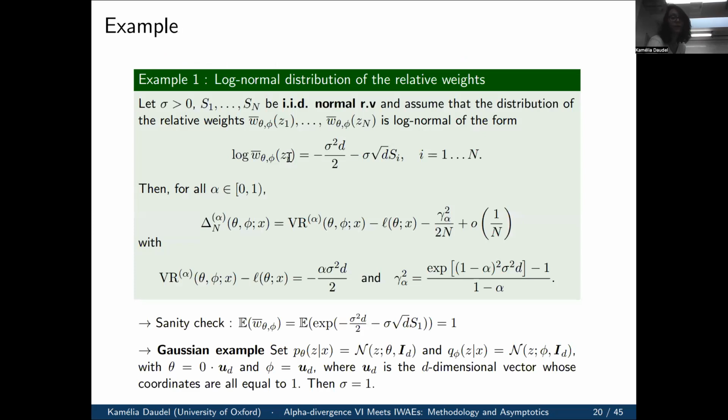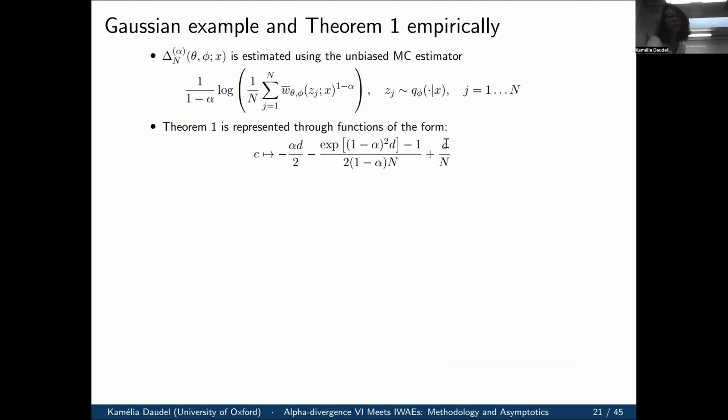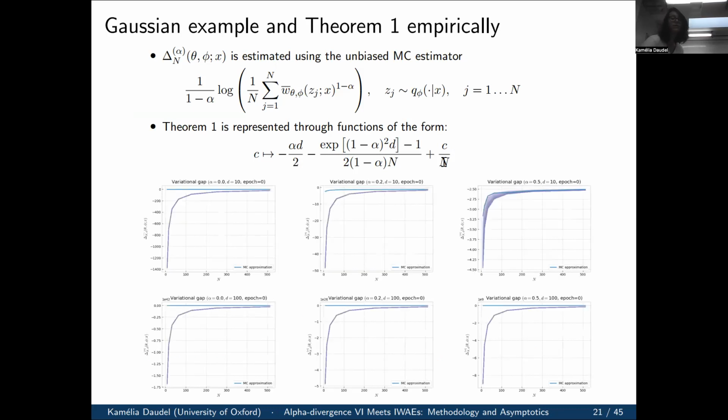So basically, this is my prediction, okay? And I've got a term that is negligible in front of 1 over n. So I'm just going to say it's c divided by n, and I'm just going to play with c. Does it make sense? Okay, so here are the results. So I'm looking at alpha equals 0, 0.2, 0.5, and I'm looking at dimension d equals 10 and d equals 100.